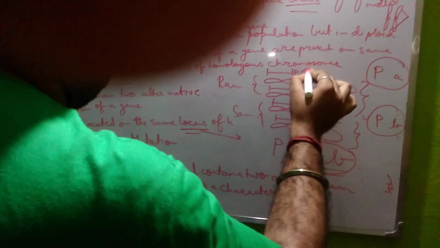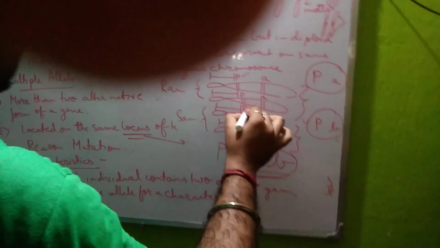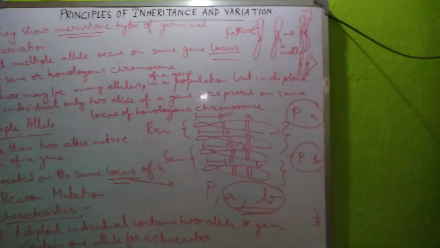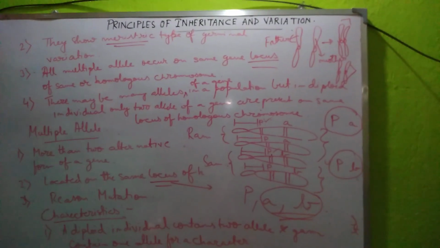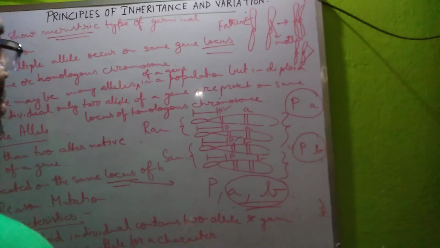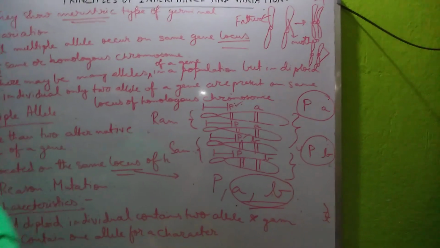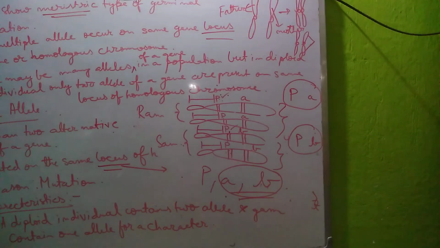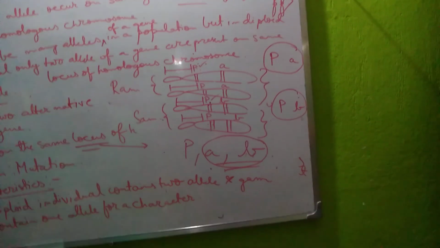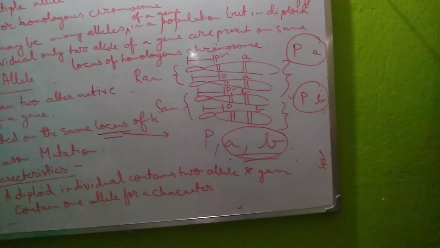But as it is being said, they are present on the same locus of homologous chromosome, same locus. See, the distance of P and the distance of P in Sam, both the alleles have the same distance on the homologous chromosomes. So this is what I tried to say about what a multiple allele is. A homologous chromosome will have only 2 alleles. But a particular gene can have plenty of alleles, but in a particular individual only 2 alleles of that particular gene will be present. This is what multiple allele is all about.